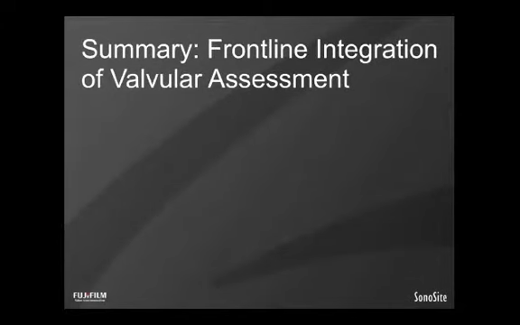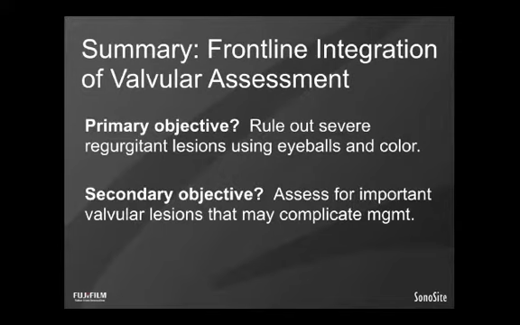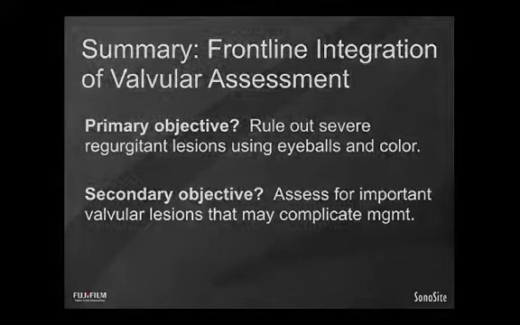So I want to now summarize the frontline integration of valvular assessment. Your primary objective: to rule out severe regurgitant lesions using your eyeballs and color on the left side. Your secondary objective: assess for important valvular lesions that may complicate your management. Those are the stenotic lesions. Those are the moderately regurgitant lesions. Those are the tricuspid lesions of any kind.